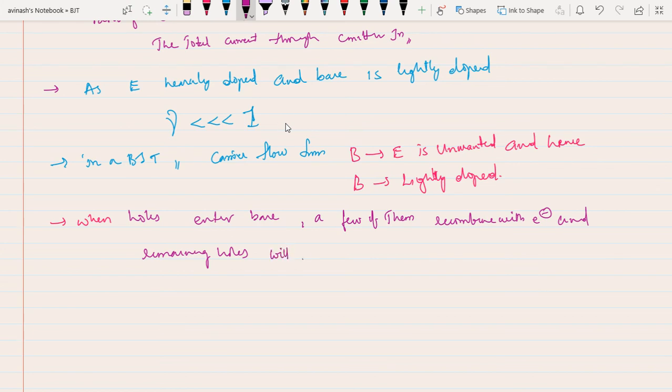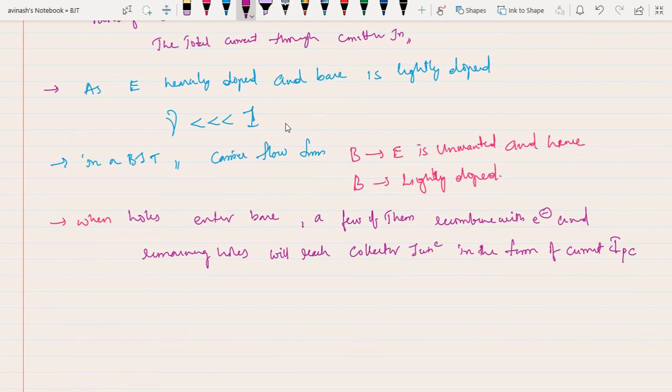Holes will reach the collector junction in the form of the current IPC. So this is nothing but the hole current through the collector junction.